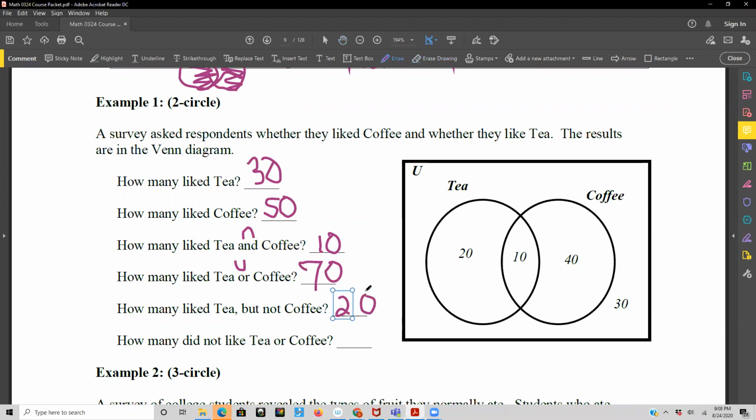All right, next question. How many did not like tea or coffee? So the ones that didn't like tea or coffee are the ones on the outside of the circle. So that would be down here. This would be 30 of those guys.